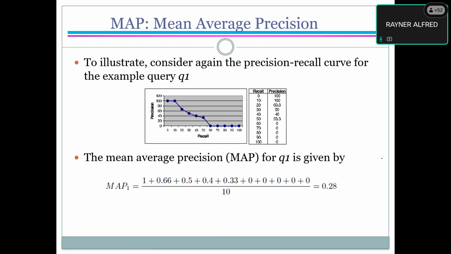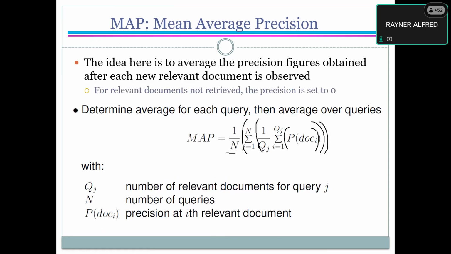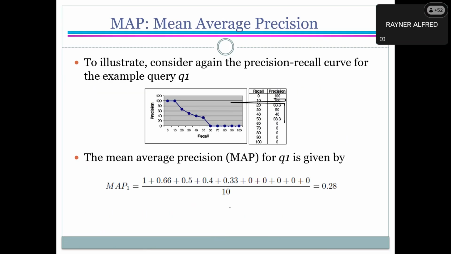So basically we are taking all this value only. Okay, 1, 2, 3, 4, 5, and the rest is 0. And 10 here is referring to the number of relevant document. Okay, which is this one. Okay, this is only for query number 1.